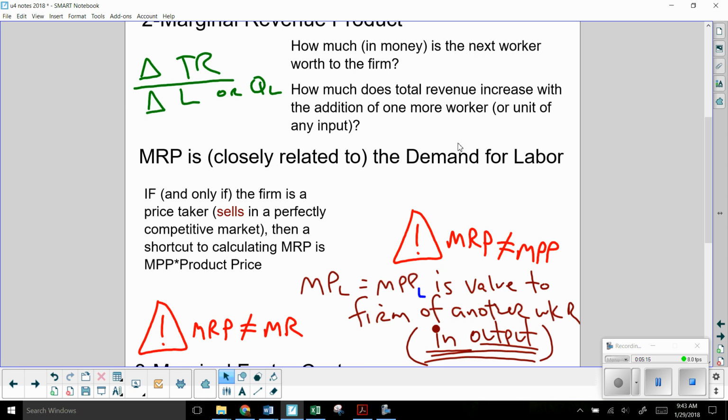MRP either is the demand for labor or it's closely related to the demand for labor. And we'll figure out some examples of where it is and some examples where it's just closely related. But demand for labor, the very first thing you should think of is MRP, and probably right behind it would be derived demand.